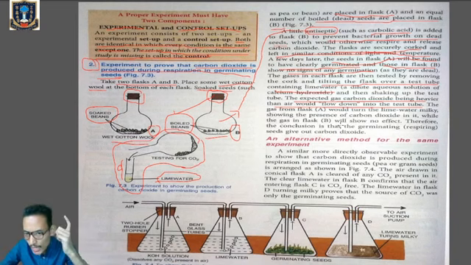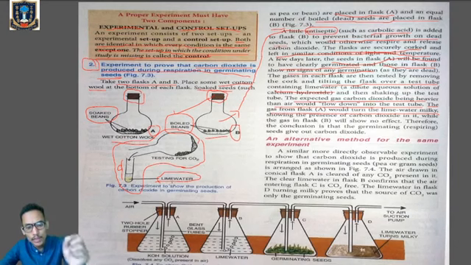Okay, and remember that the test tube contains lime water. The gas from flask A will turn the lime water milky. That means when we introduce the gas from flask A into the test tube containing lime water, the color of the lime water will change. It will turn milky, showing the presence of carbon dioxide.